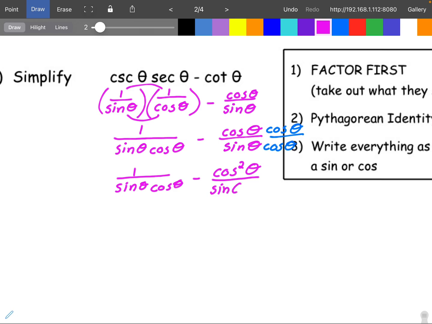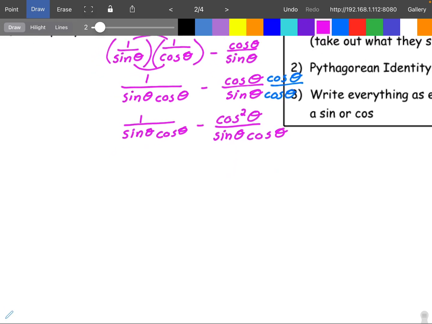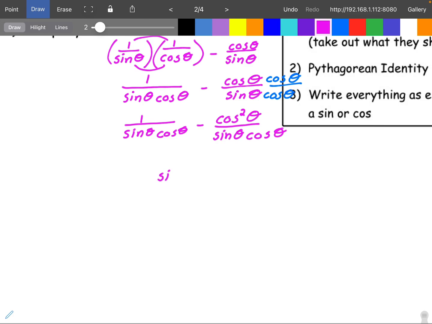And then in the denominator, we have sine theta, cosine theta. So now that our denominators are exactly the same, we can write this as a single fraction. So we know that our denominator of that single fraction is going to be sine theta, cosine theta. And then the numerator, if we combine it, well, we have 1 from the first numerator minus cosine squared theta from the second numerator. And then I say, that could maybe be a version of one of my Pythagorean identities.